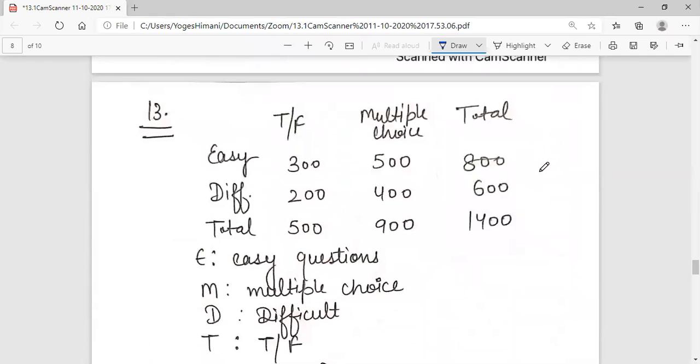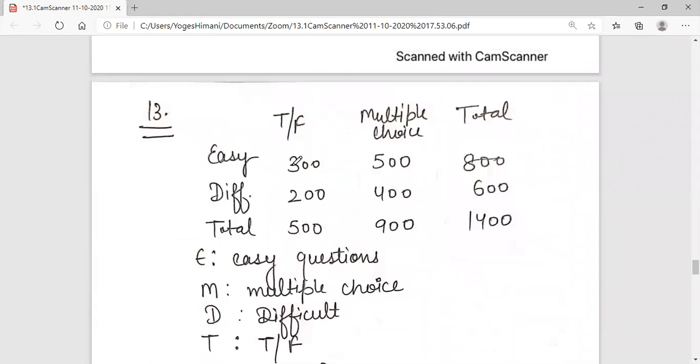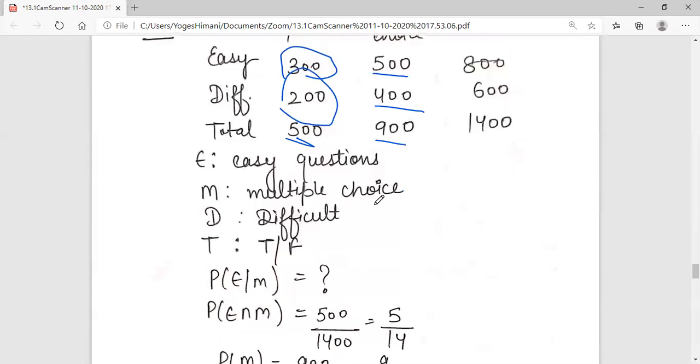Question number 13. In a question bank, 300 easy questions are there which are true and false. 200 difficult questions are there which are true and false. It means how many true false questions are there? 500. Same in multiple choice, 500 are easy and 400 are difficult. Then how many questions are there in total? 1400. Now E means easy question and they are asking E by M, and M means multiple choice question.